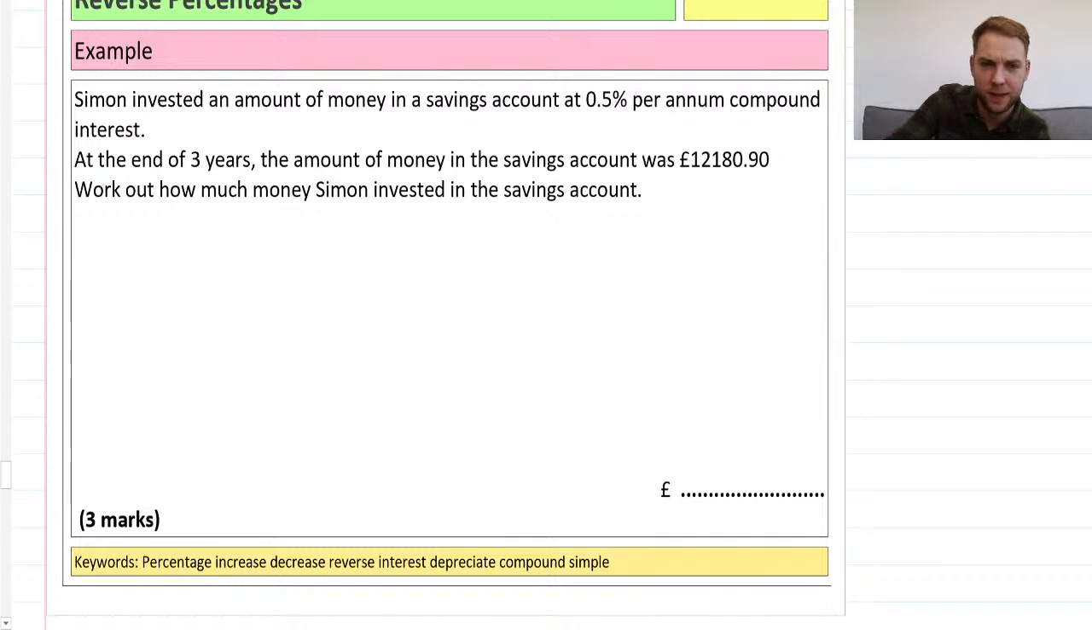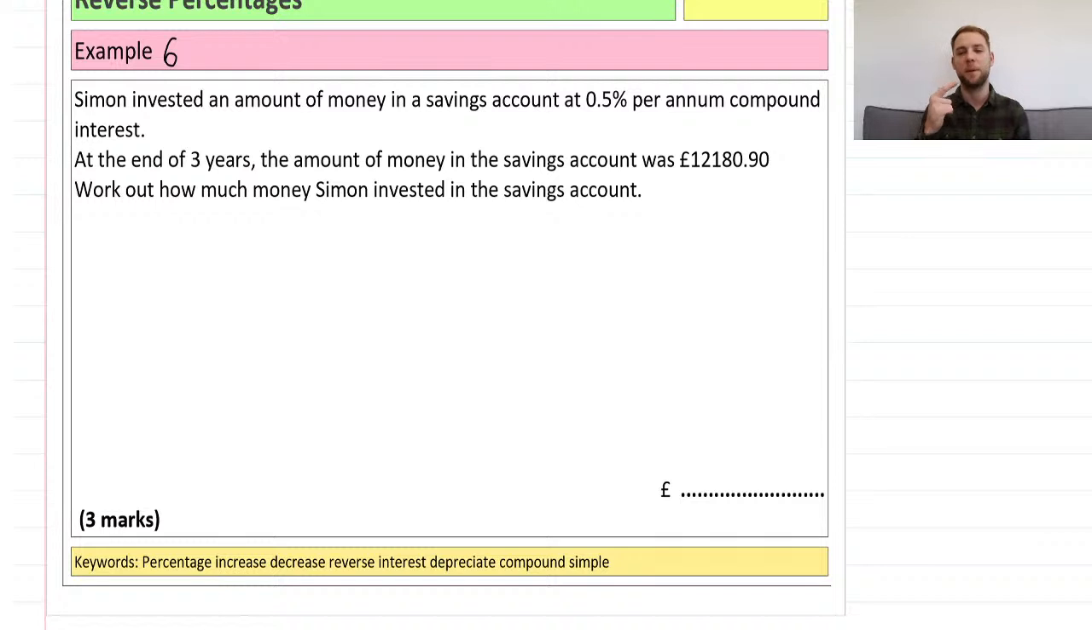So what example are we on now? I think this is example, I think it might be example 6 or 7 for ones in our book. So get that one down. Simon invested an amount of money in a savings account at 0.5% annum, 0.5% per annum compound interest.